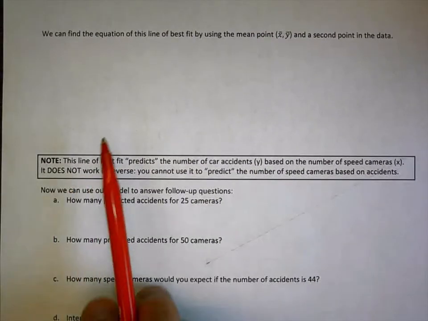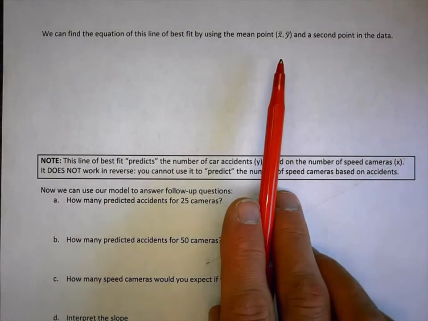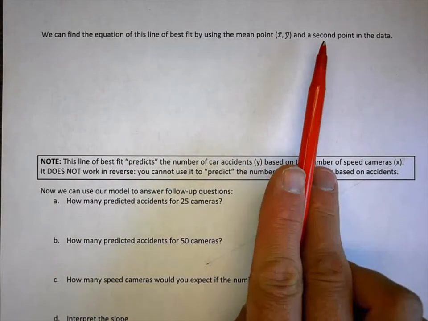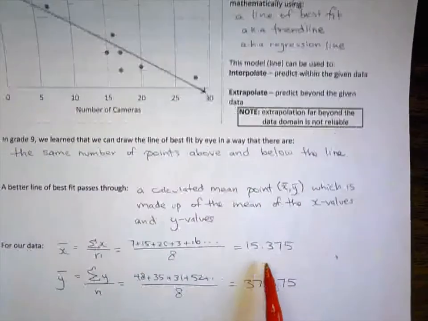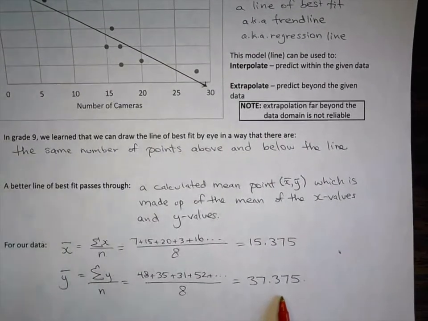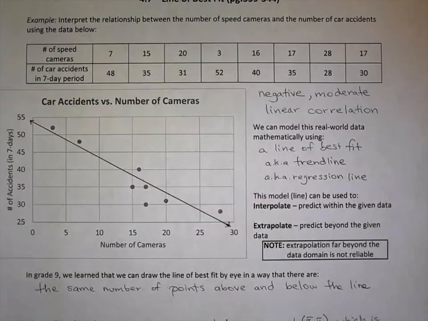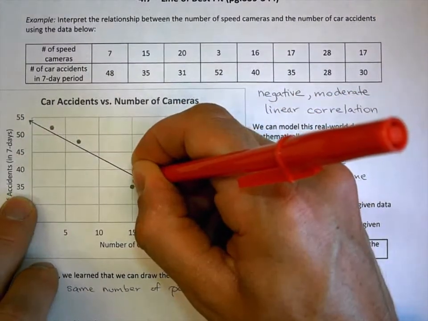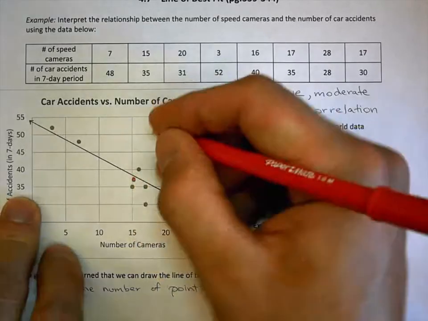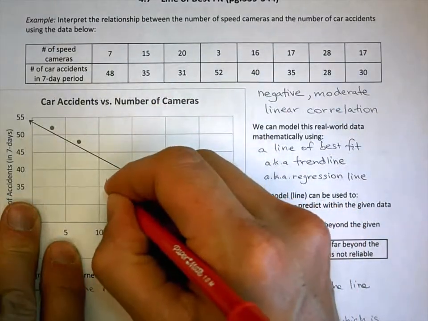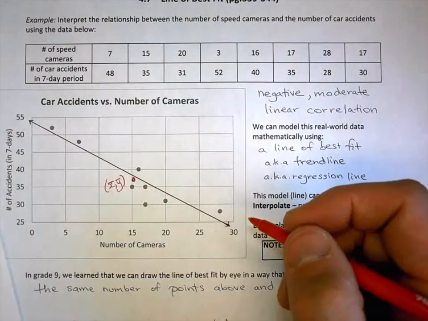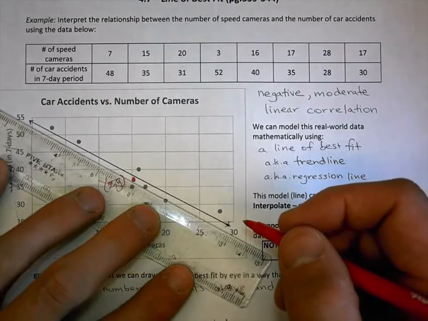Okay, let's turn the page. Now that I have the mean point, I can find the line of best fit using that mean point and any second point in the data. What I found was 15.3 and 37.3. So I'm going to graph that point, somewhere around here. That is my x bar, y bar. That's not enough to make a line of best fit. You have to choose one other arbitrary point in order to draw the line.